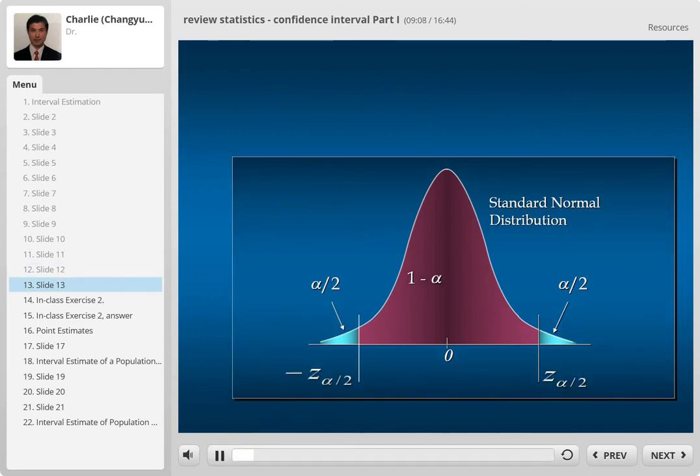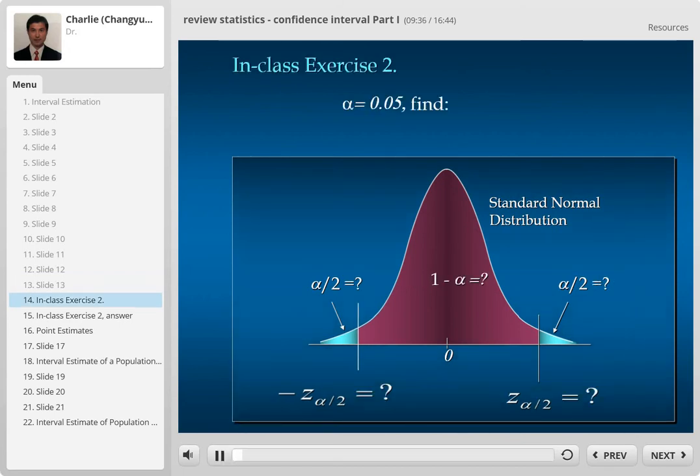In general, we're going to write it this way. The middle part is 1 minus alpha. The left hand, alpha over 2. Right hand, alpha over 2. And the point here is positive z alpha over 2. And the point here on the left hand is negative z alpha over 2. And these two are the notations.